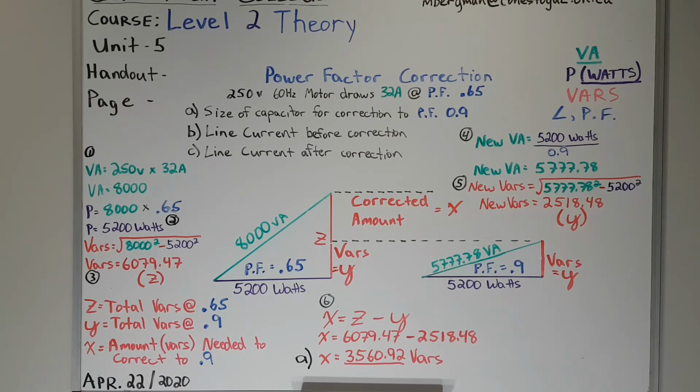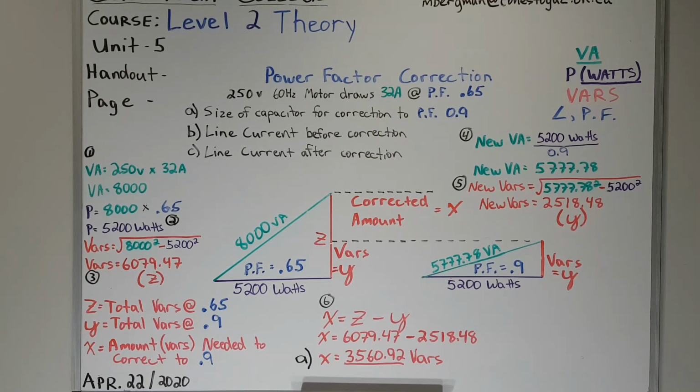Now I have my watts, I have my VA. I can calculate my new VARs, or the amount of VARs I'll have once I've corrected to 0.9. So that is, again, Pythagorean theorem, 2,518.48 VARs. And I'm going to call that value Y. Step 6, this is where we get to this corrected amount.